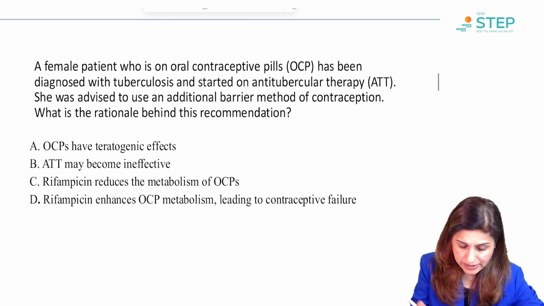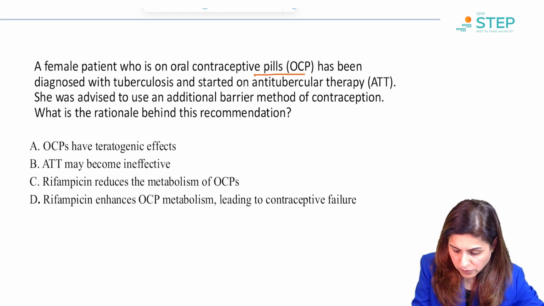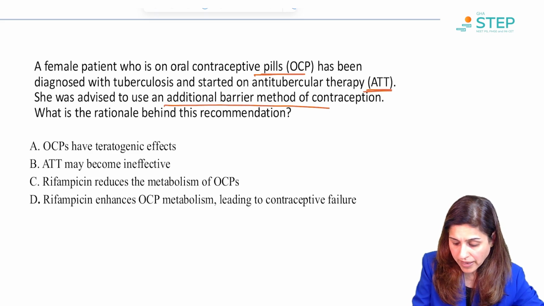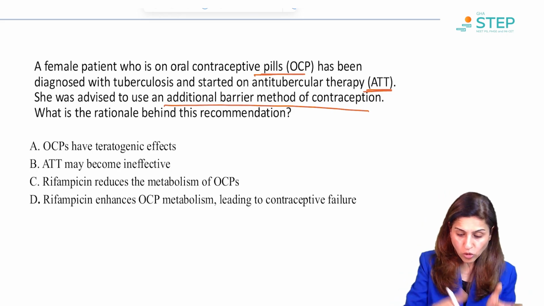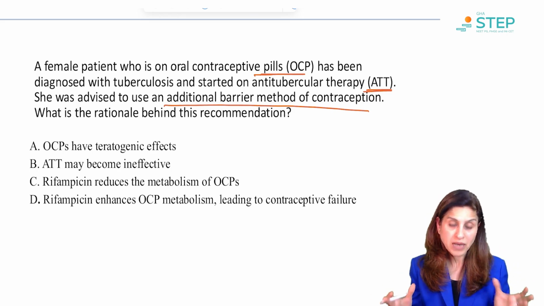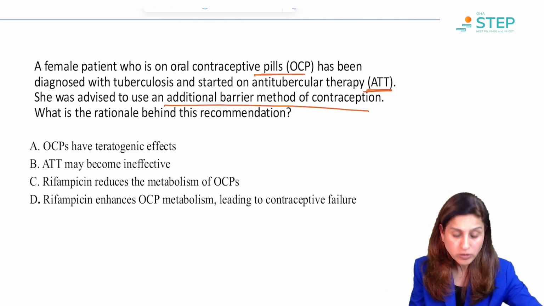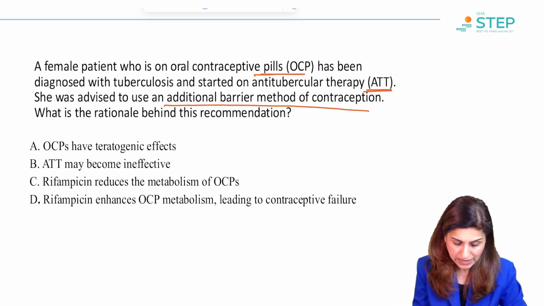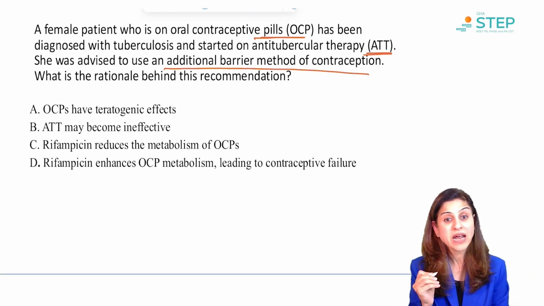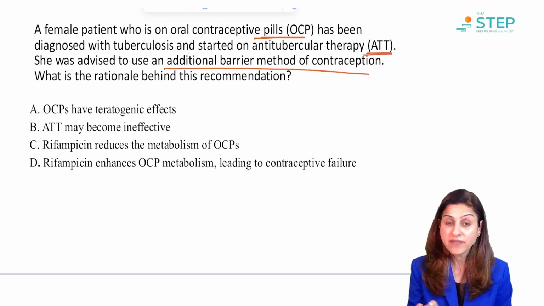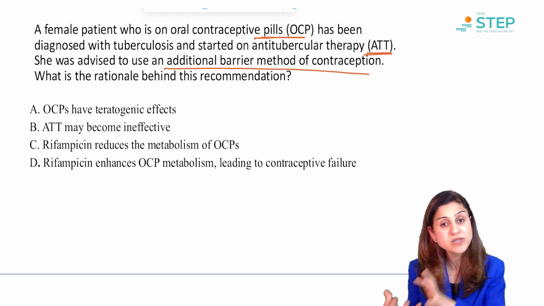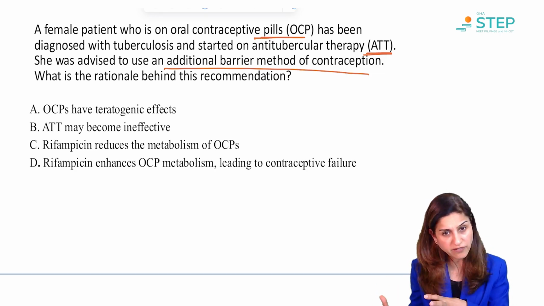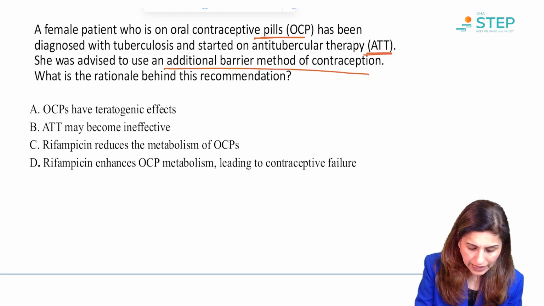So here, there are things to mark. She's on oral contraceptive pills. She has been started on ATT and she was advised an additional barrier method of contraception, meaning that the OCPs are not going to be effective from now. So why do we think that? There must be something that ATT is doing to these OCPs. Do OCPs have teratogenic effects? OCPs do not have any documented teratogenic effects. We don't use them once there is pregnancy in many cases because they can have some hormonal effects, but not any teratogenic effects.